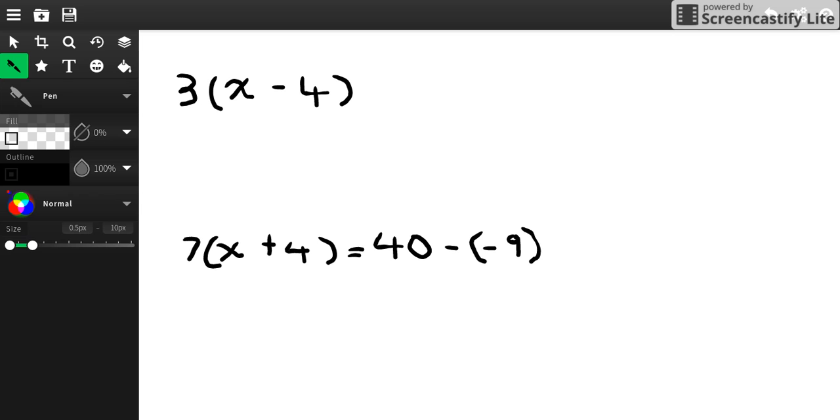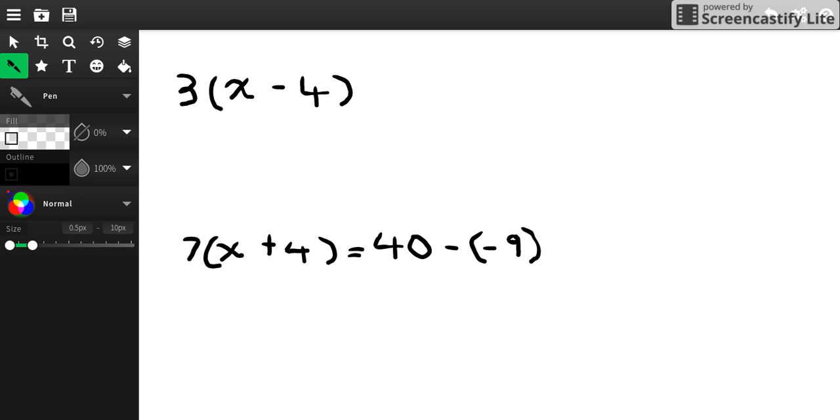Now before we do that, we have to learn what the distributive property is and how we can apply it to algebraic equations. So I've got an expression over here that says 3 times (x minus 4), and x minus 4 is inside the parentheses. Now we can use the distributive property to simplify this expression.